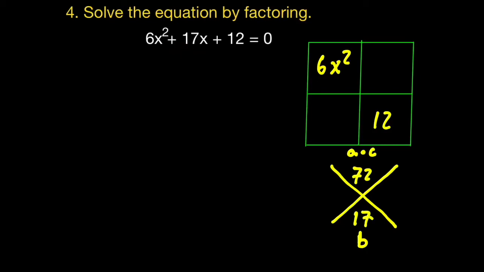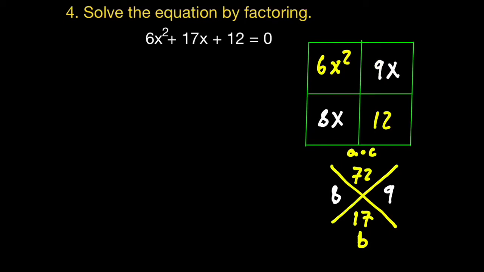I need to find the two numbers that when you multiply them together, they give you a value of 72, but if you decide to add them, they should be giving you a value of 17. And after some trial and error, you're going to come to the conclusion that the two numbers are going to be 8 and 9. 8 times 9 is 72, but 8 plus 9 is 17. So I'll fill in these missing entries with an 8x and a 9x.